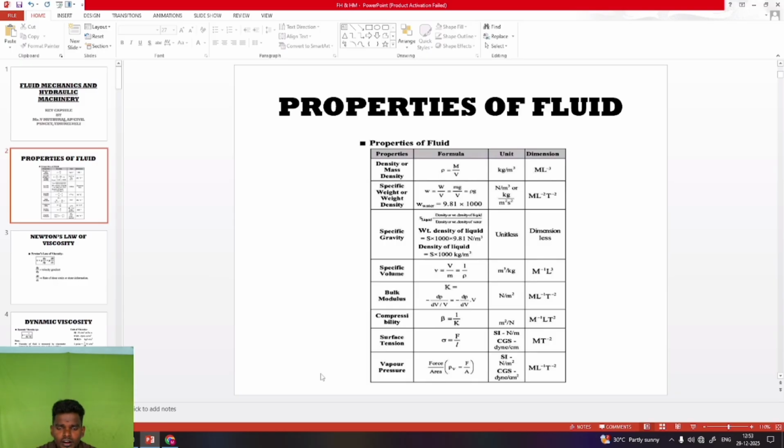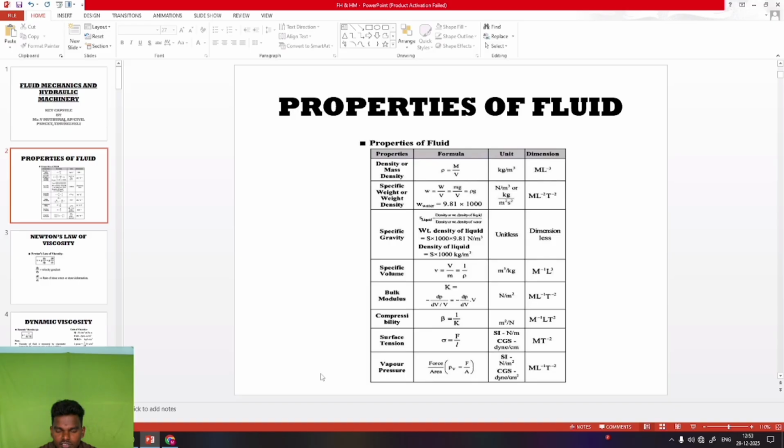The first property is density, and the formula for density is rho equal to m by v, which is mass by volume. The unit of density is kilogram per meter cube, and the dimension is M L power -3, where the mass in kilogram is denoted by capital M and meter is denoted as length L.